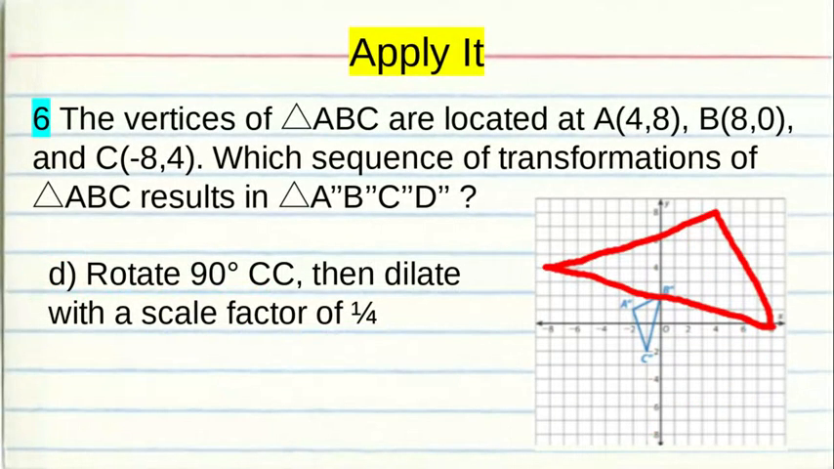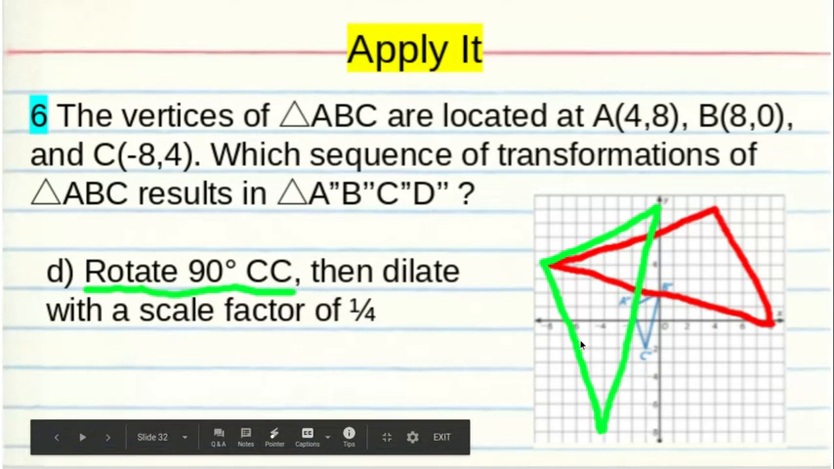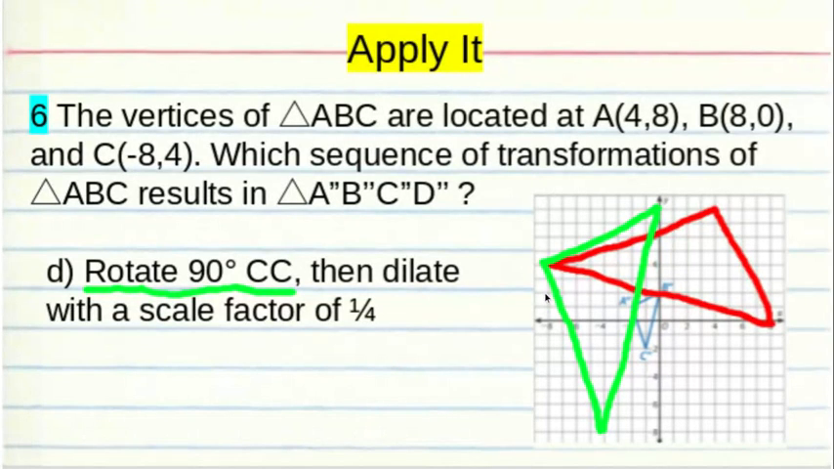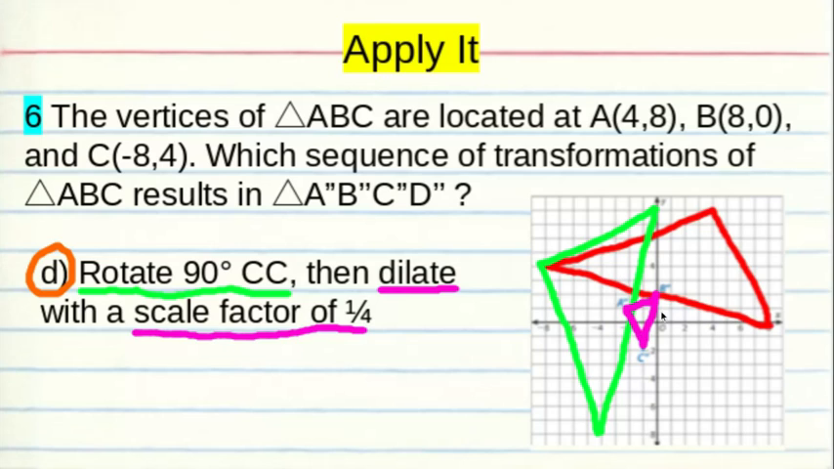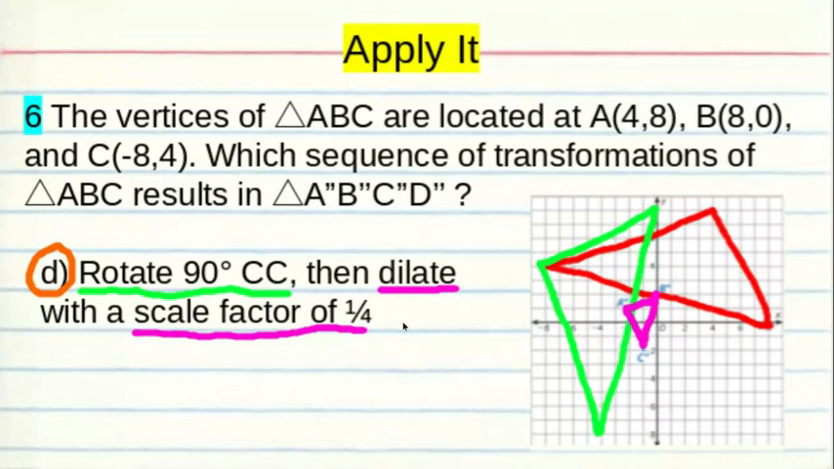Next, we try out part D. So again, we have our original figure in red here. We want to rotate it 90 degrees counterclockwise so that it moves to these points here. From there, it's asking us to dilate with that scale factor of 1/4. And when we do that, we know that means it's going to shrink and it will fit exactly onto our figure of B prime, B double prime, C double prime, A double prime. So that must mean that D is our correct final answer because it was moved to the correct orientation with that 90 degrees counterclockwise rotation, and it was made into the right size using that scale factor of 1/4.